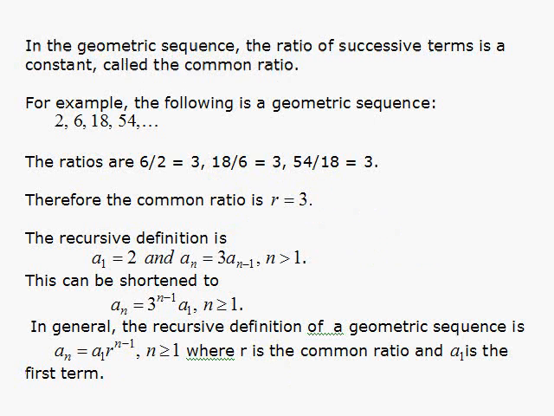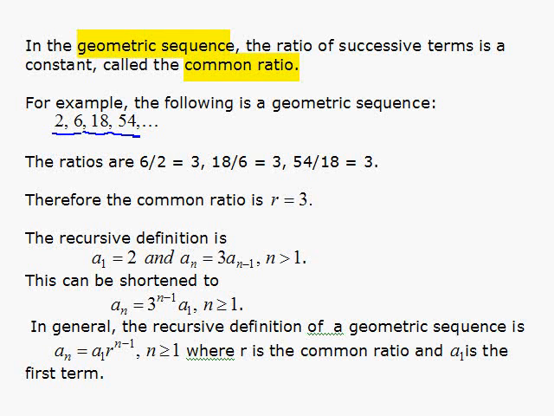Now here's a geometric sequence. In the geometric sequence, it is not the difference that's the same, it's the ratio that is the same between adjacent or consecutive terms, and that's called the common ratio. Here's an example. If we take 6 divided by 2, we get 3. 18 divided by 6, we get 3. 54 divided by 18, we get 3. The 3 is the common ratio.